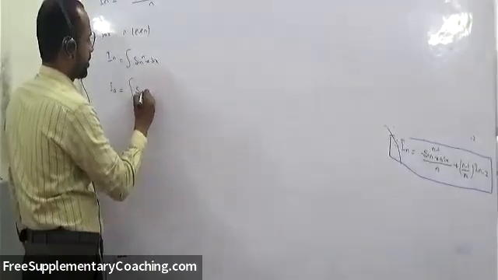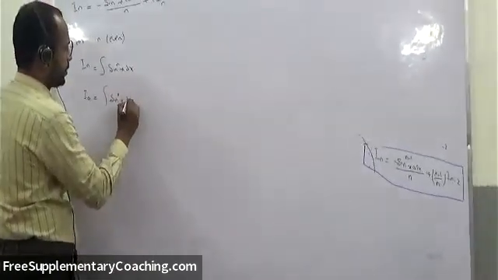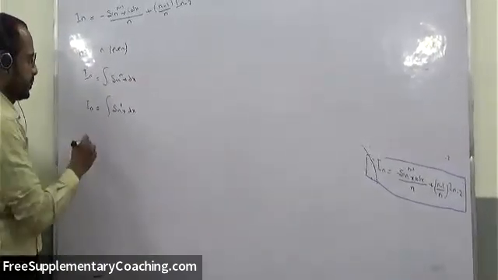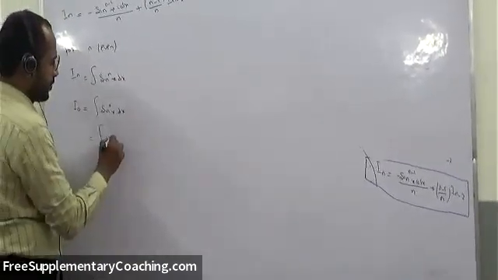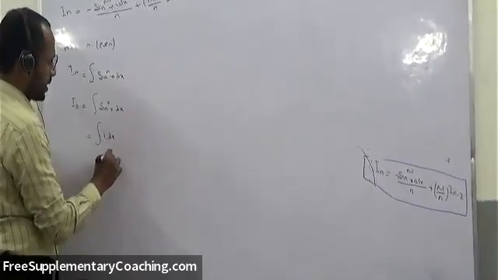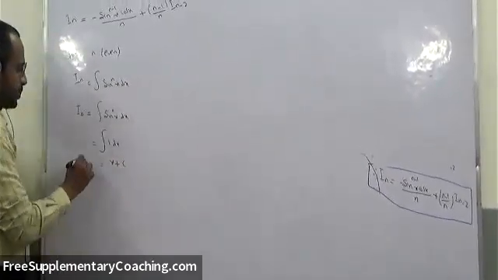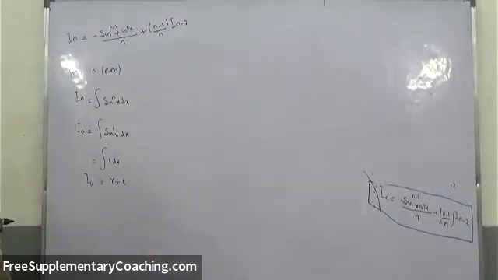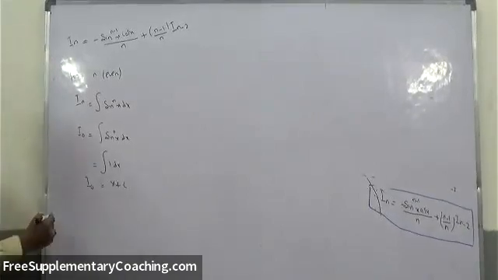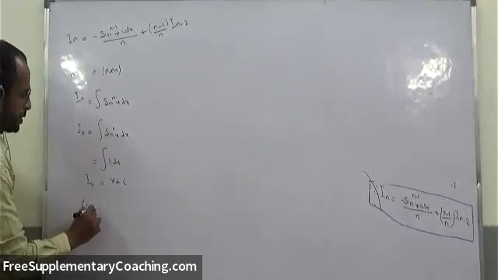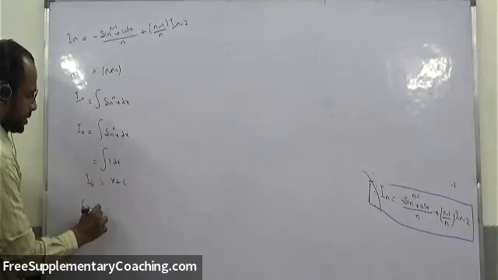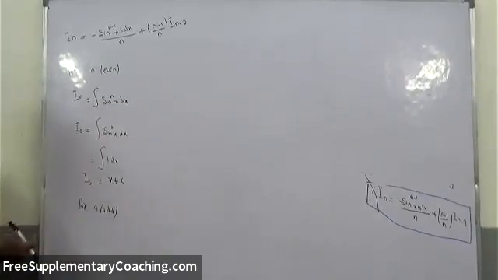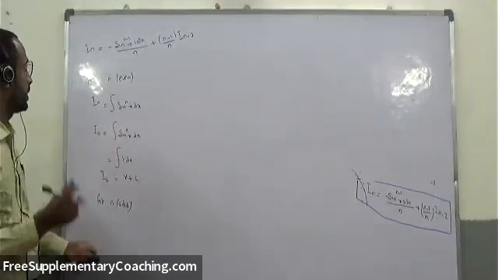Integration of sine power 0 x into dx. We know that anything power 0 is always equal to 1. So it is integration of 1 into dx, that is x plus c. So this is for I naught, that is the even condition we have got. Next, for n when n is odd, actually for odd we are finding In.